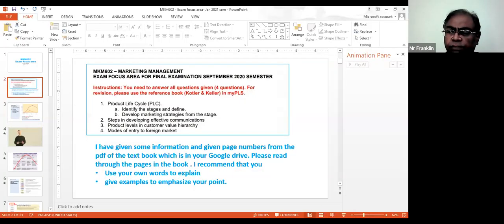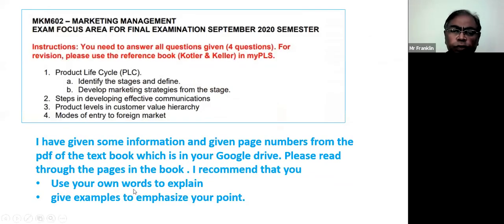Here I've given some information and page numbers in the textbook, which is also in your Google Drive. Please read through it. Number 1, use your own words to explain; don't just copy from the textbook. Number 2, give examples to emphasize your point. If you talk about product life cycle, you can say, for example, the iPhone when it first came up, what stage, what stage. So give an example when you are explaining and defining the stages.